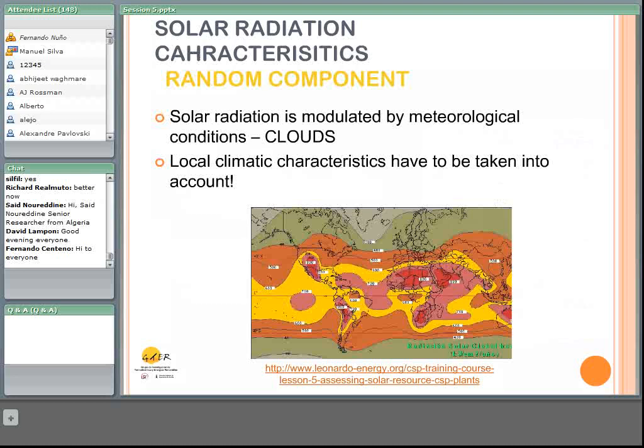And cloudiness depends a lot on the climatic characteristics of the site, so it's very important to take these characteristics into account. We can't rely only on latitude, although it's a good indication of the availability of solar resource, but we should analyze the climatic characteristics of the site to make a good assessment.